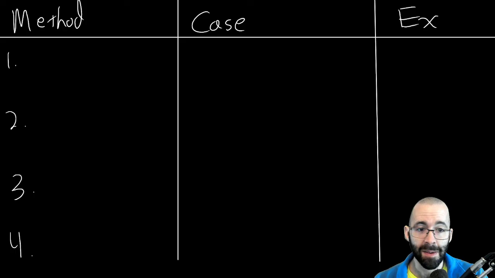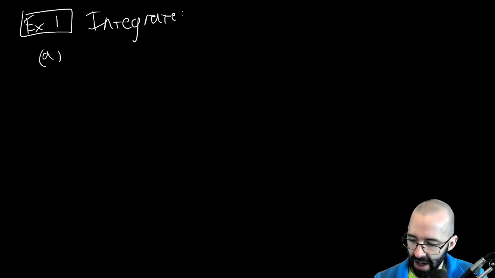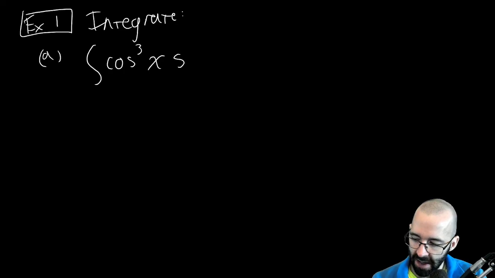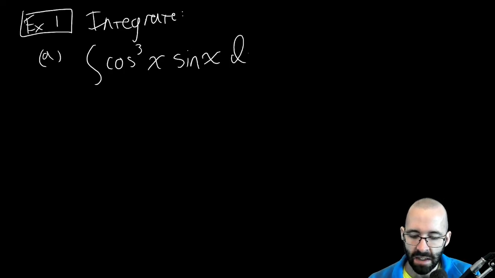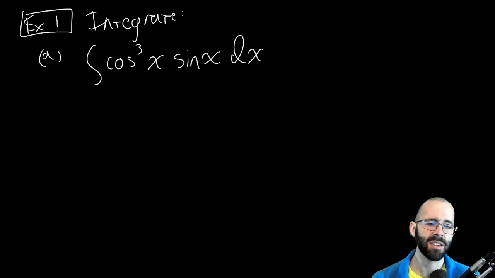Okay then. So let's do an example. Again, we haven't filled in anything in the table yet, but let's do an example. Something that you've already seen before. Example 1, integrate. Part A is going to be the integral of cosine cubed of x times sine of x dx. So this is a problem that you've already done. This has probably been on a quiz or a midterm or something.